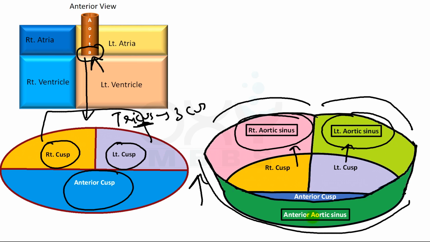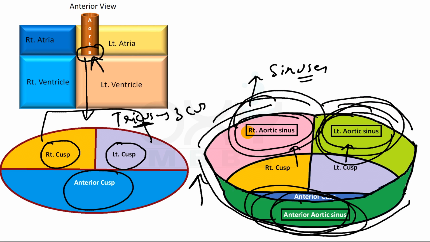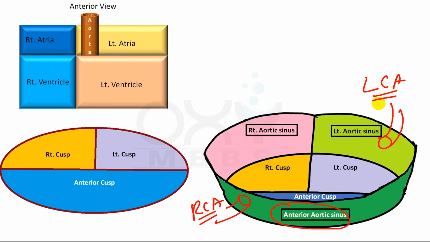Similar to this, there is the anterior aortic sinus. As the bulgings are called sinuses, that is why these are named like this. There is the anterior aortic sinus, left aortic sinus, and right aortic sinus. Now friends, from the anterior aortic sinus, our right coronary artery takes origin, and from the left aortic sinus our left coronary artery takes origin.